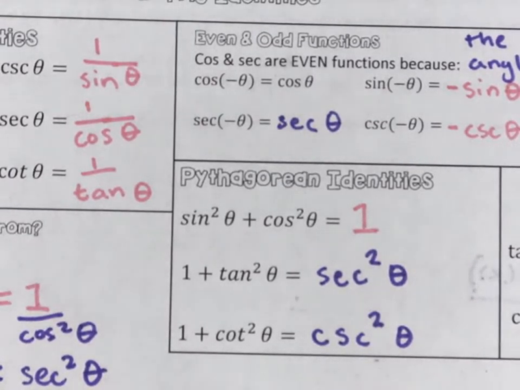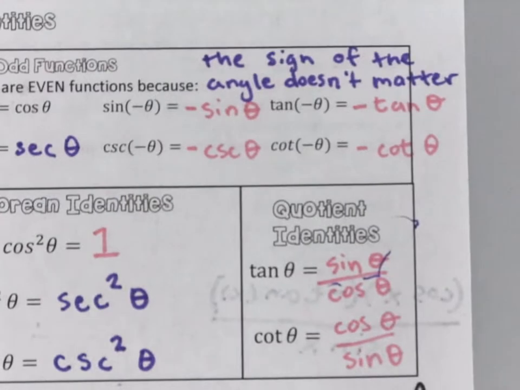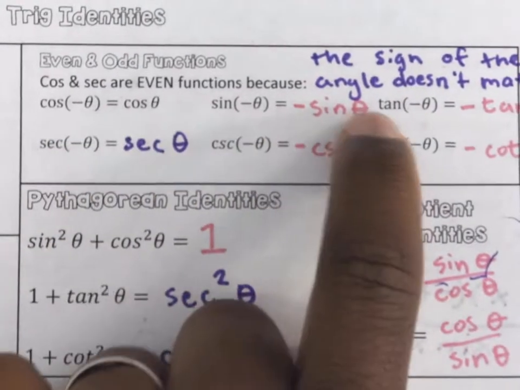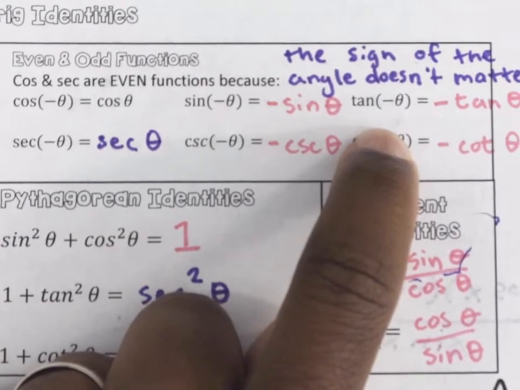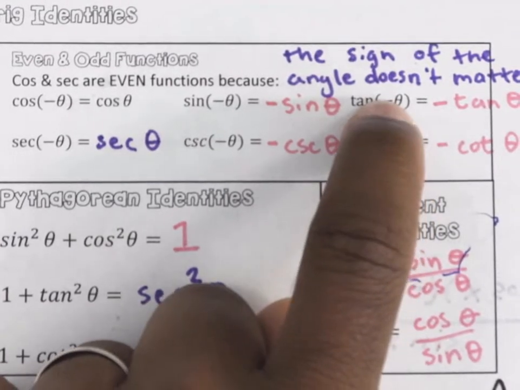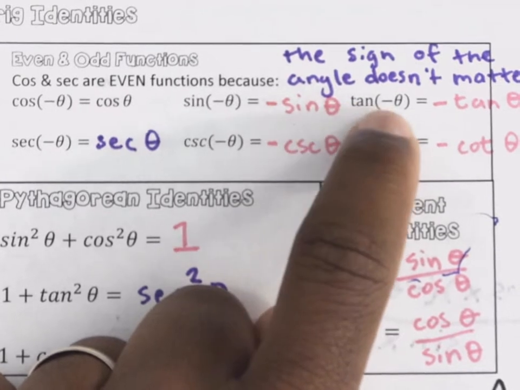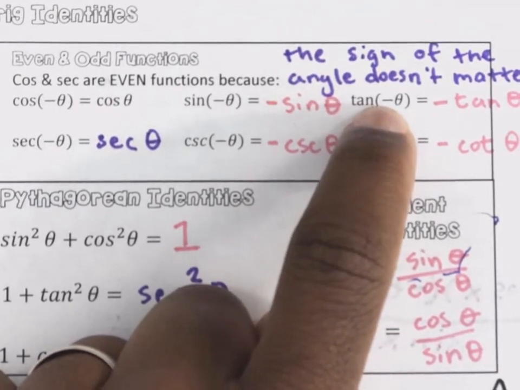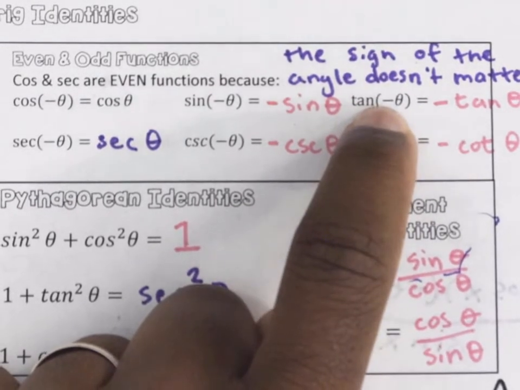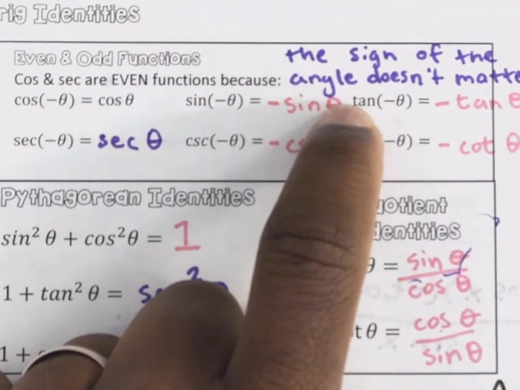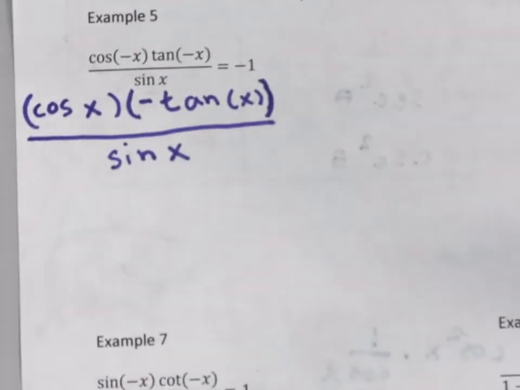Well, tangent, these two are even, all these other ones aren't. So when they're odd, you can take this negative and just make the whole thing negative. So like if I was doing tangent of negative 45, instead of trying to figure out where's negative, I would just do negative tangent of 45. Okay. And the answer would be exactly the same.